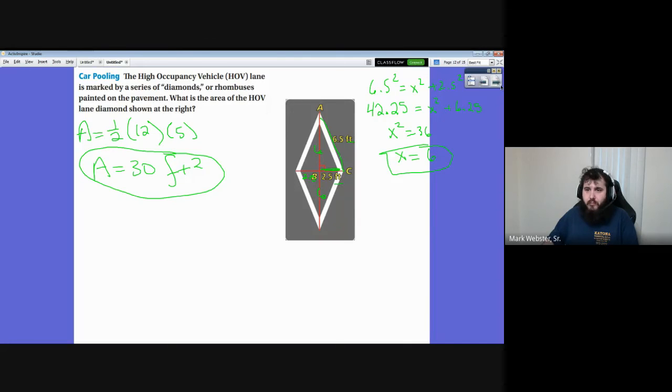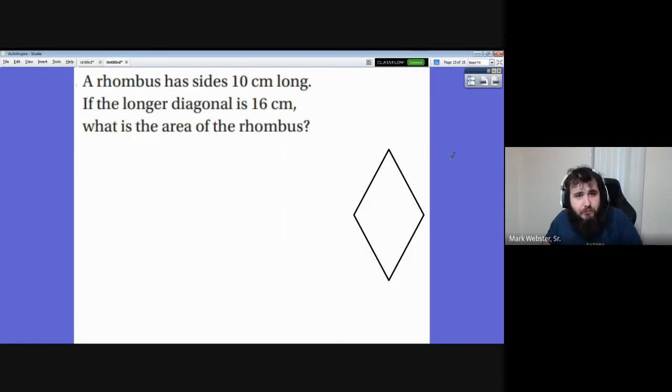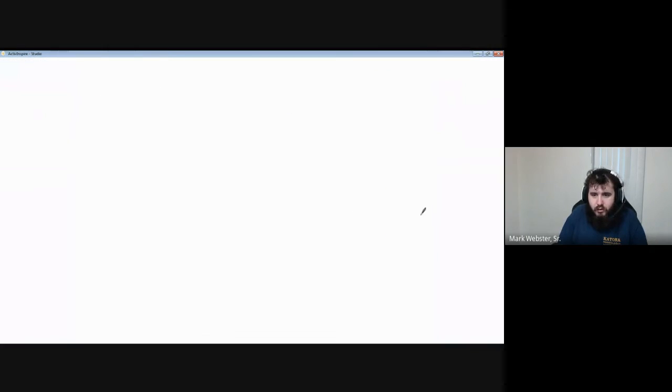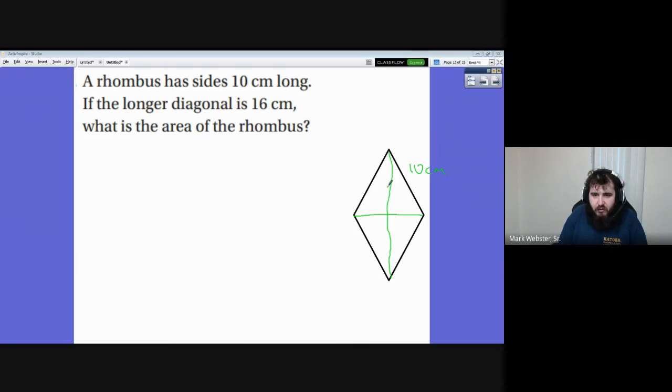All right. Then we got this last thing right here. Rhombus has sides that are 10 centimeters long. If a longer diagonal is 16 centimeters, what's the area of the rhombus? All righty. So let's look at what they give us. I tried to give you some little thing here, but they say that the rhombus has sides that are 10 centimeters, and the longer diagonal is 16, which means that this is 8, right?